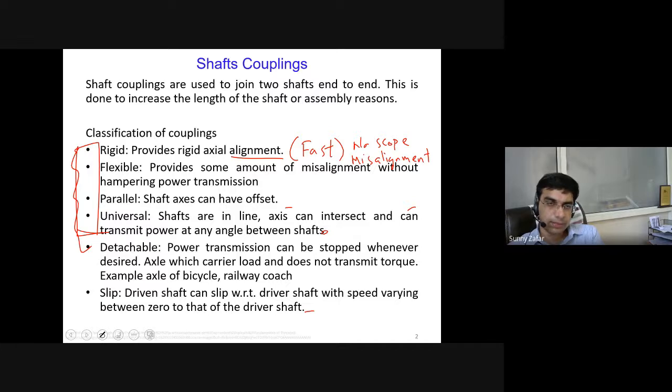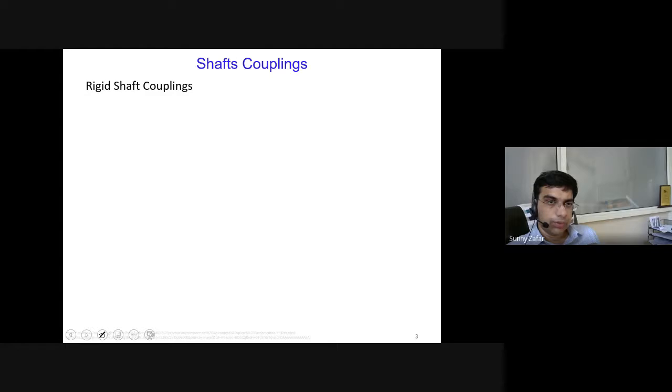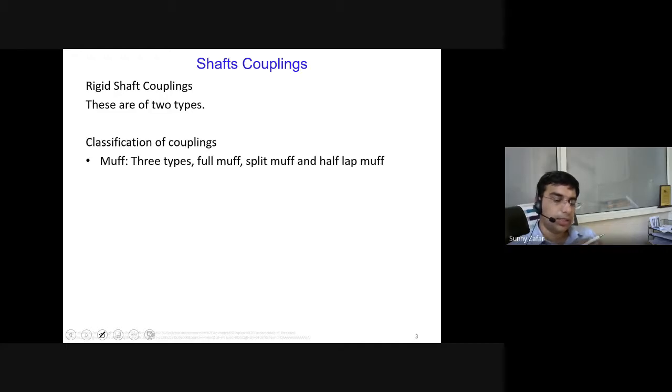So with this basic introduction, I am very sure each one of you has an idea what a coupling is and what the purpose of a coupling is. We can move ahead. We have also understood the classifications of these types of couplings. So we move ahead to discuss first what a rigid shaft coupling is and what the different types are. Rigid shaft couplings are further classified into two types. One is the muff coupling and then there is the flange coupling.